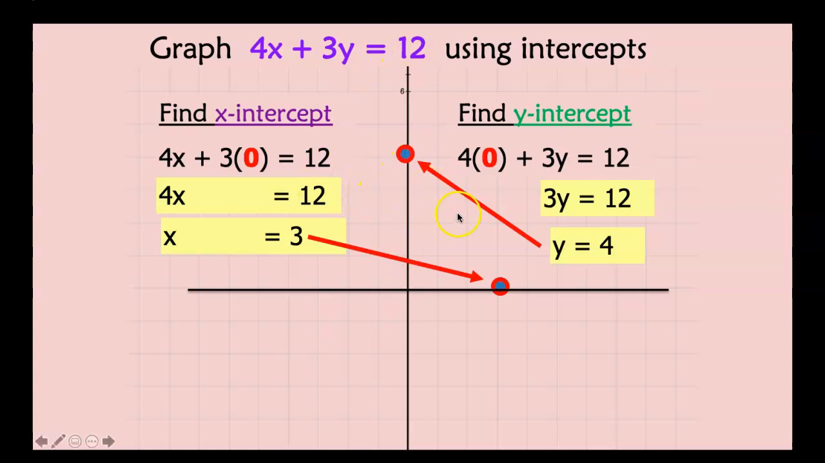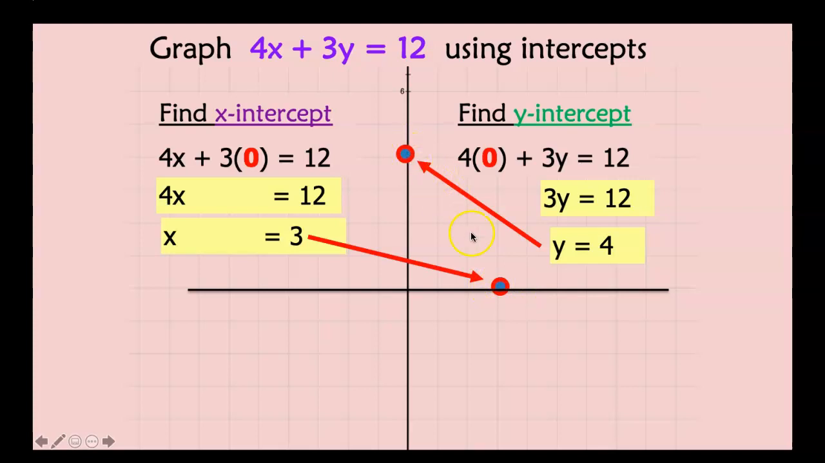So I have an x-axis, y-axis, 1, 2, 3, 4. I now have 2 points. So using the intercepts, I can now graph the line of the linear function.